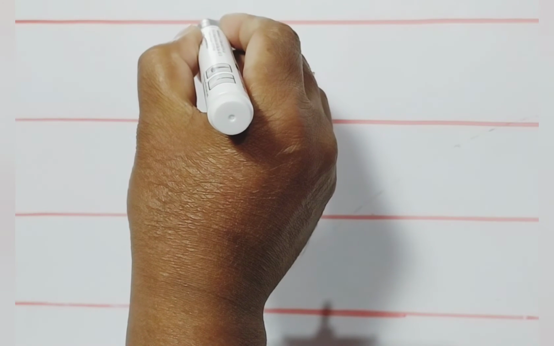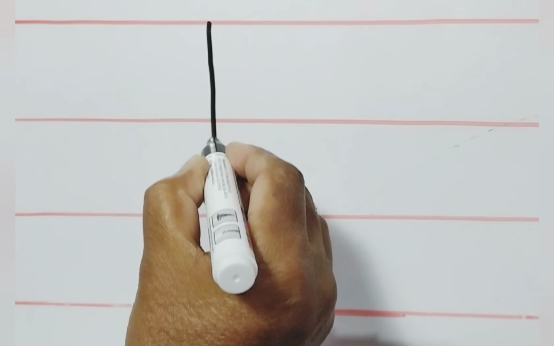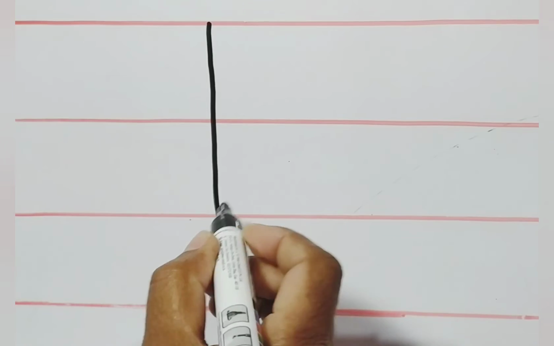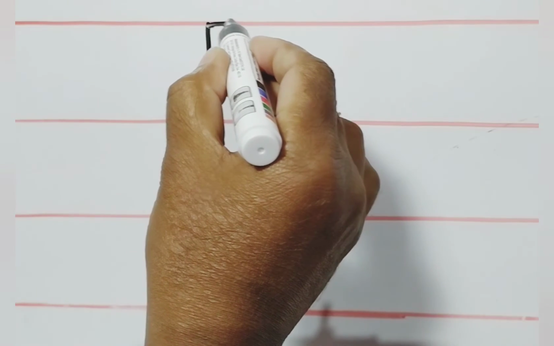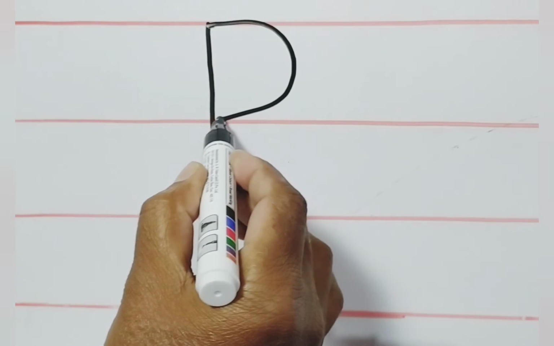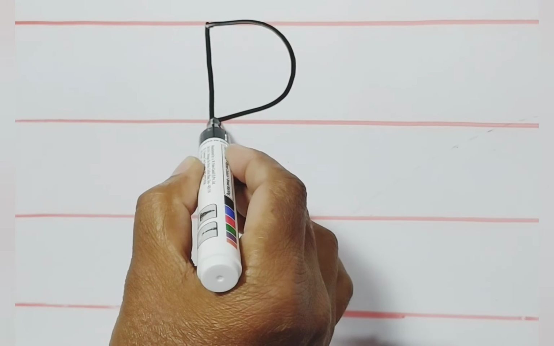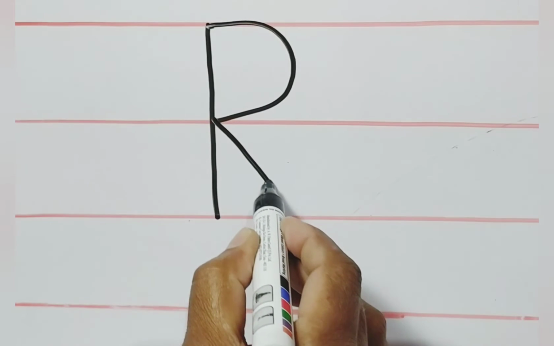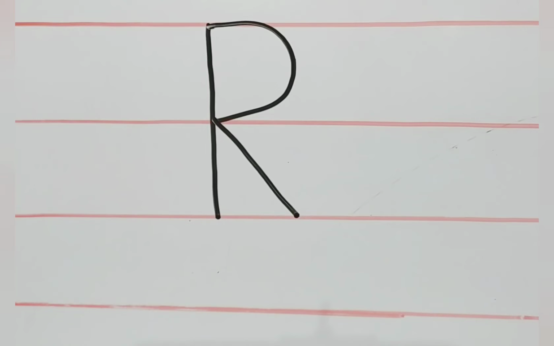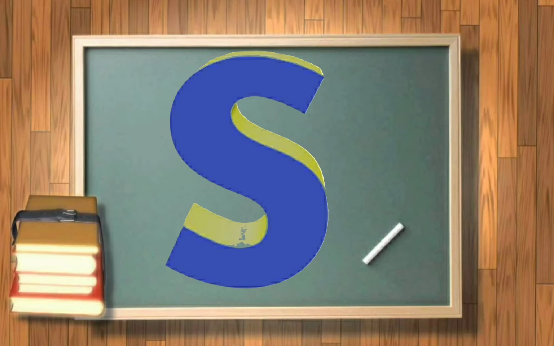Start from the top and draw a standing line down. Go again to the top and draw a curve till the middle. Then draw a slanting line to the bottom. This letter is R. Next letter S.